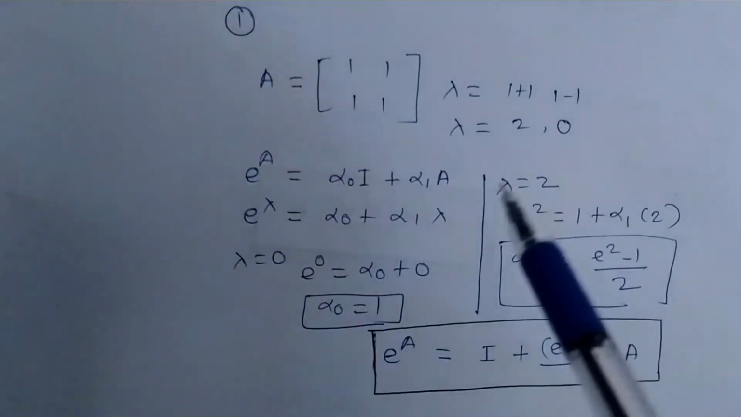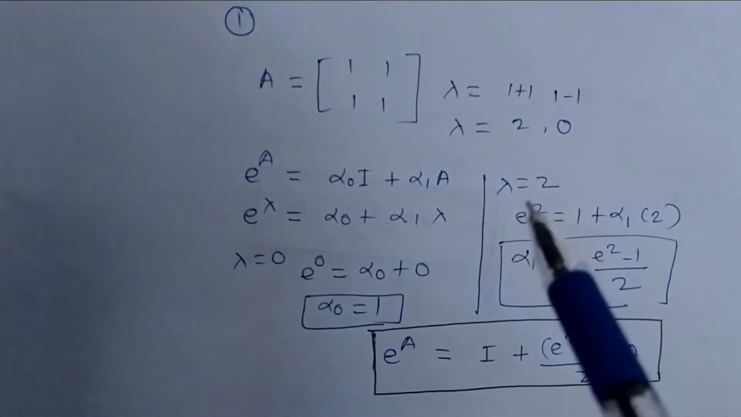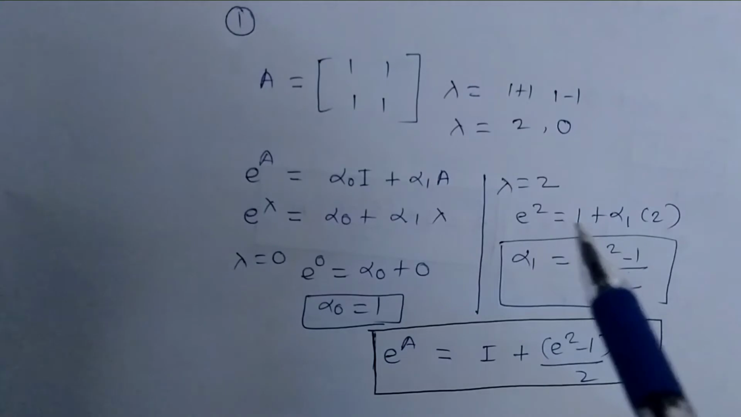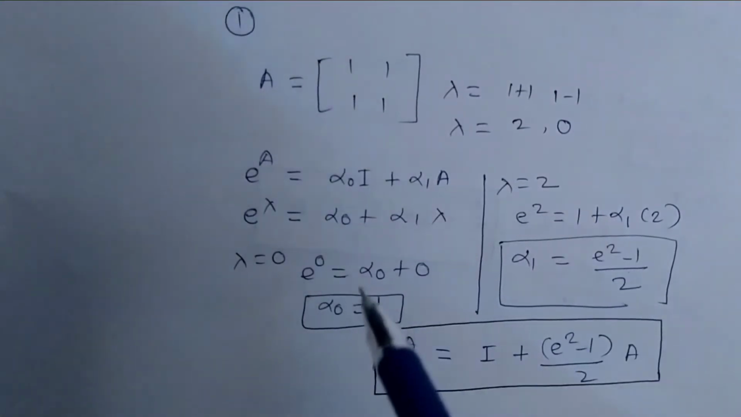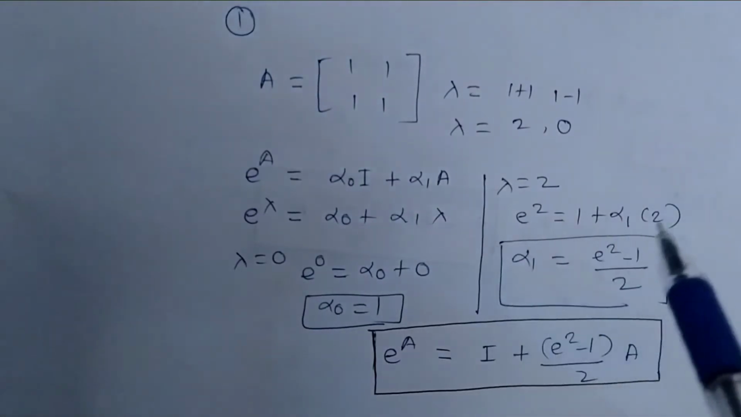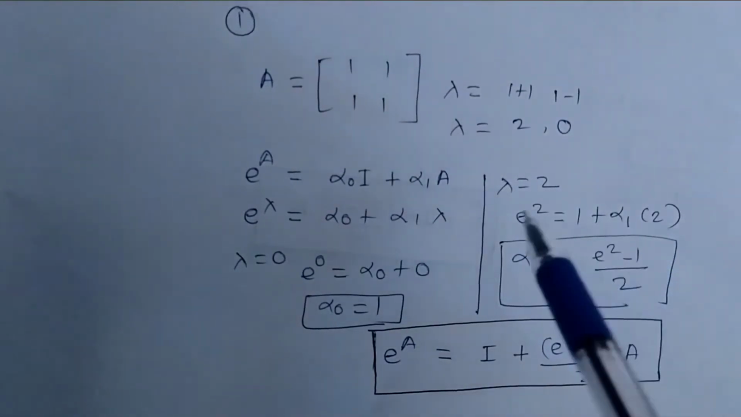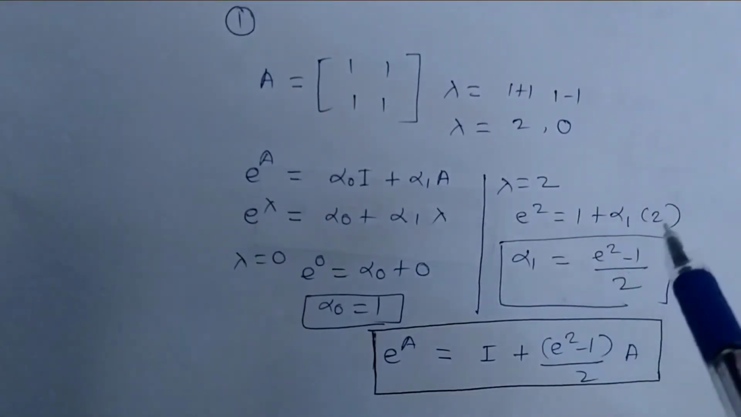When we take lambda is equal to 2, then e raised to 2 is equal to alpha naught, that is 1, plus alpha 1 into this lambda, which is 2. So when we find alpha 1, it becomes e raised to 2 minus 1, by 2.